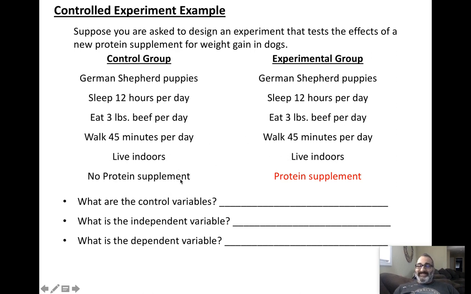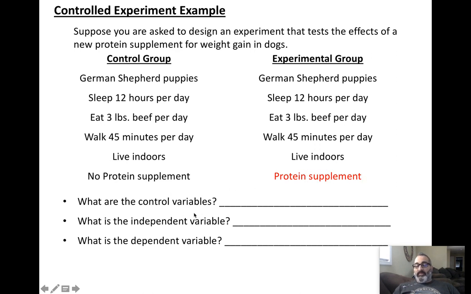The control group does not get what we are testing. What we are testing is the protein. They do not receive protein. That's the control group. The experimental group, they do get the protein. Okay, this thing that they're getting, the thing that we're testing, this is the independent variable. So what is the independent variable? That's the protein right there.